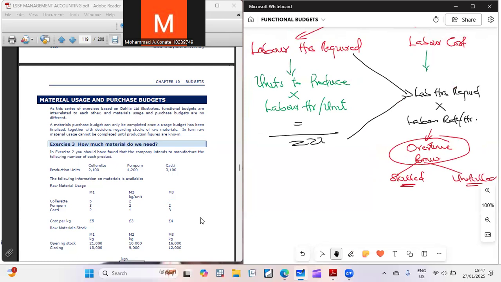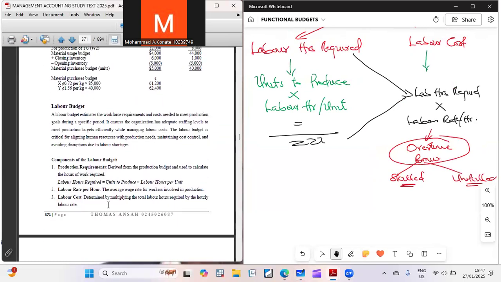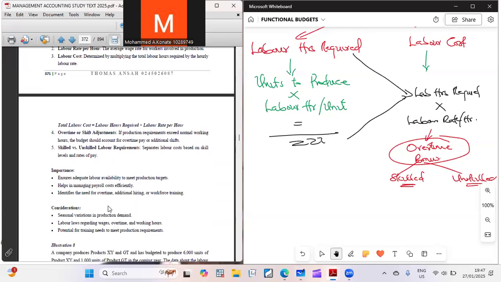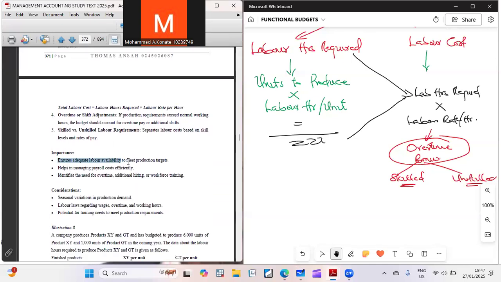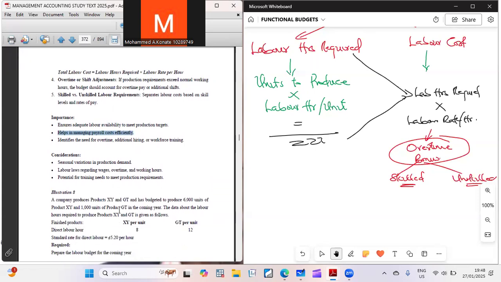So if you now come to the initial questions that we'll be using, we've gone through all these things. So this is the labor concept. All right. The importance is to ensure that we get the right labor, and we go through the proper payroll to be done and all those things. All right. So look at this question.